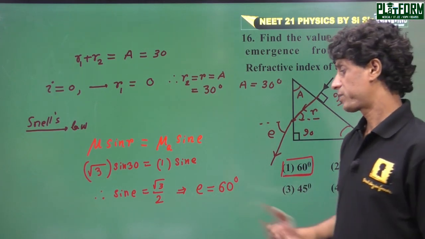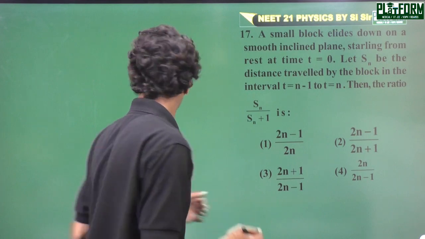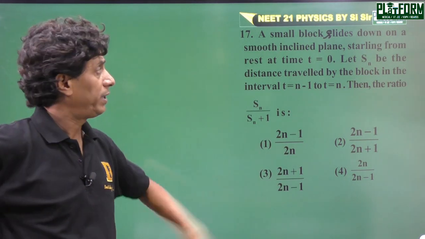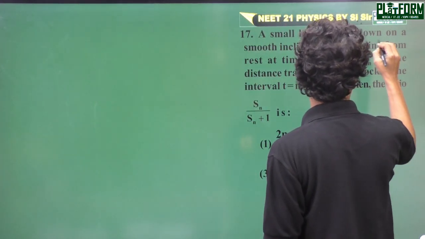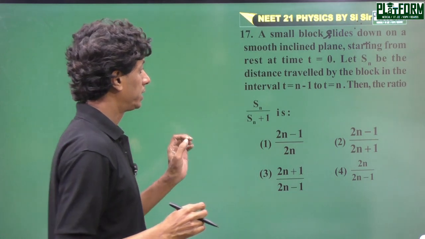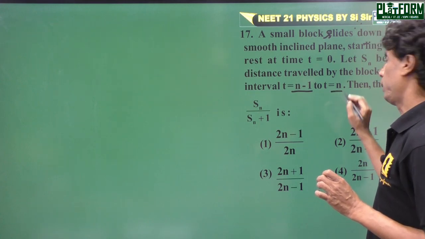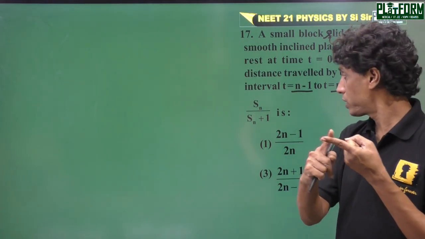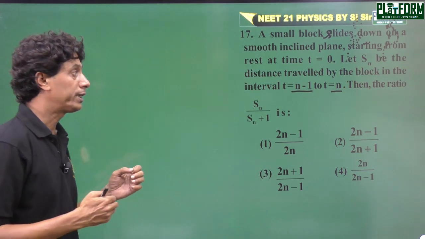Okay, next problem. A small block slides down a smooth inclined plane starting from rest at time t equal to 0. Let Sn be the distance traveled by the block from n minus 1 second to n second, that is, the distance covered in the nth second.